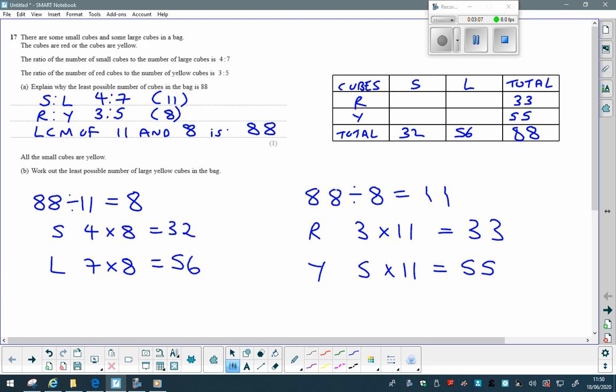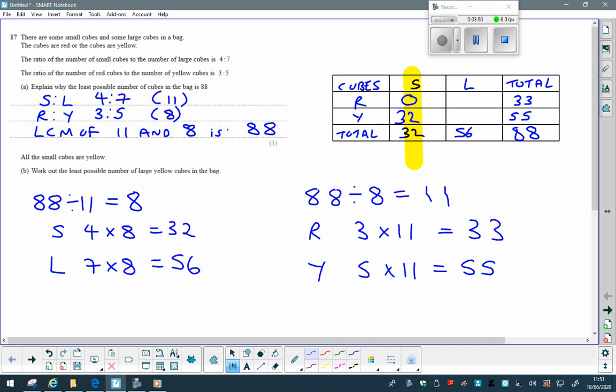It says all the small cubes are yellow. Okay, so in this column here, just getting the highlighter. Everything has got to be 32. All the yellows have got to be 32. So for that reason, I can put a 32 in here. And that means the reds is 0 there.